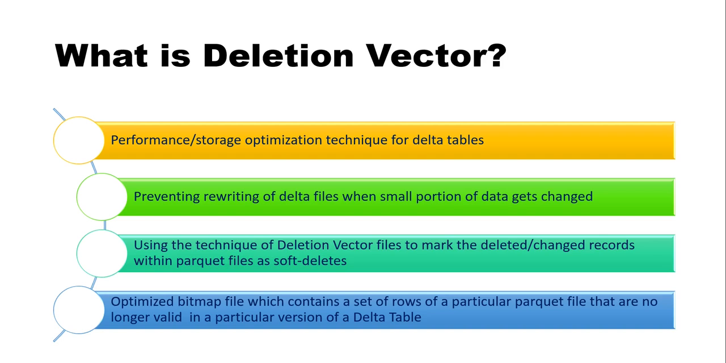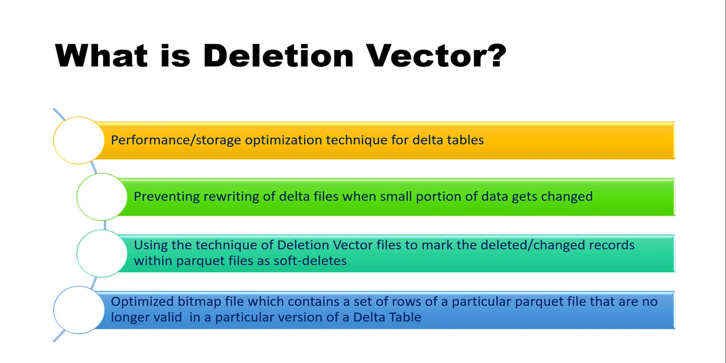Based on that, it will remove those records from the final output to the user. This is how it is working. I hope you understood. So basically, this is a very simple idea, but you can understand how effective it is in terms of performance and also storage.